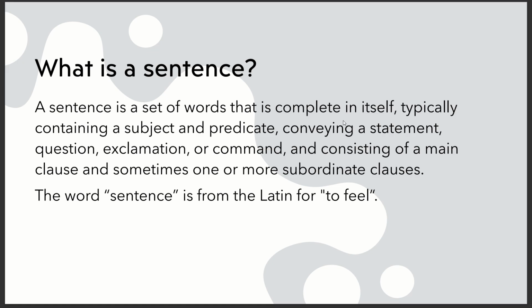What is a sentence? Now, a sentence is a set of words that is complete in itself, typically containing a subject and predicate, conveying a statement, question, exclamation, or command, and it is going to have this one as well, consisting of a main clause, and of course sometimes one or more subordinate clauses. But a main clause is necessary. If you don't have a main clause inside, then that group of words cannot be called a sentence. And something to note is that the word sentence is from the Latin and it means to feel.